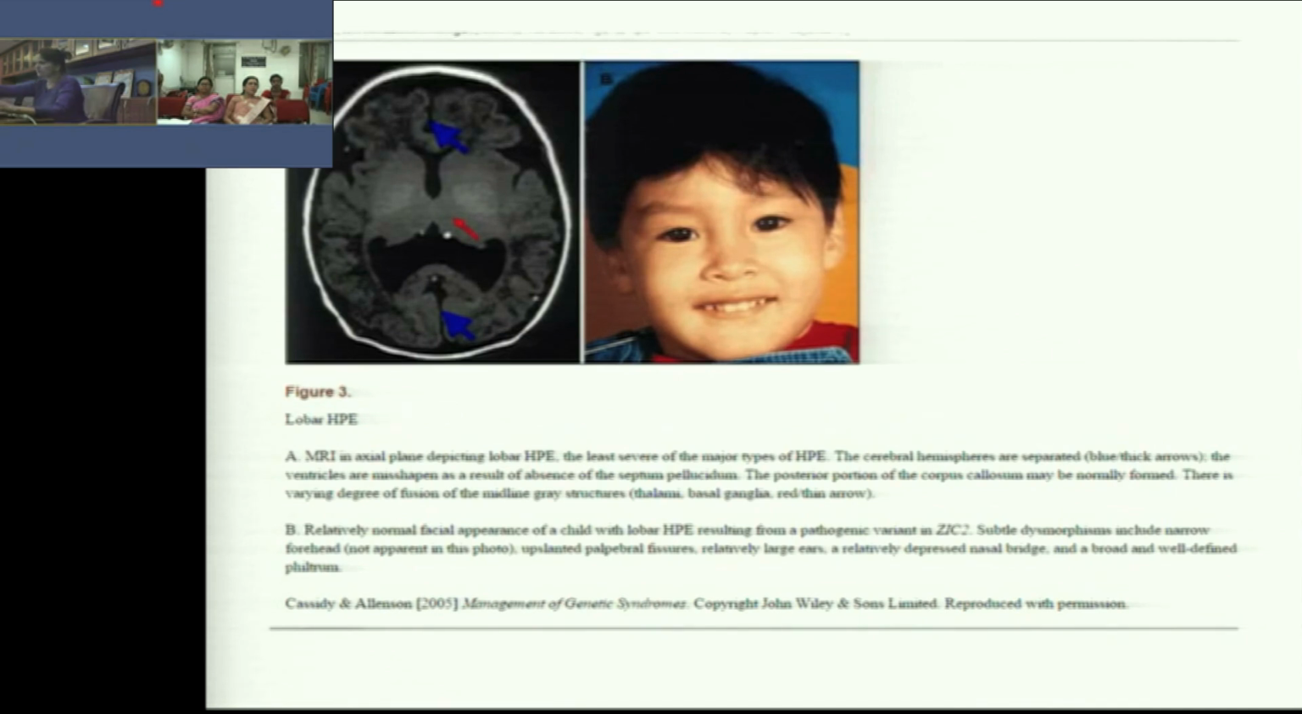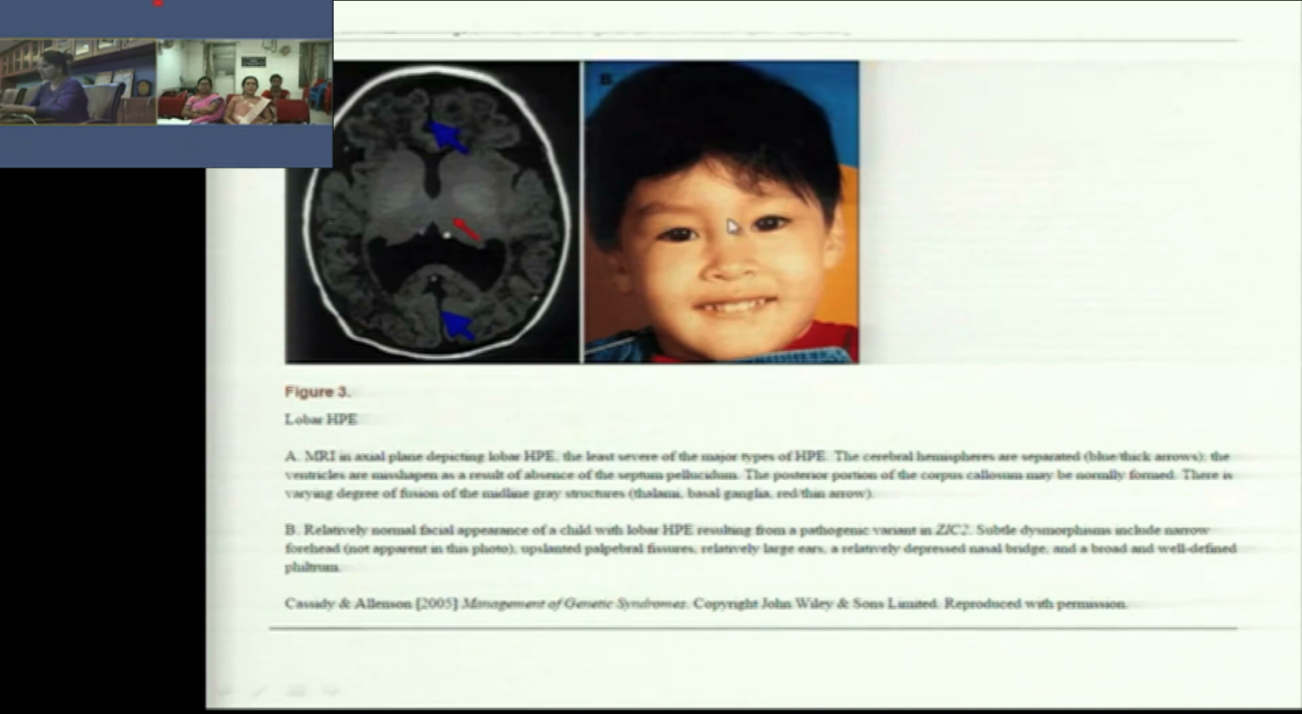The MRI here shows the cerebral hemispheres are separated, and these arrows show the separation. There is a variable degree of fusion of the midline gray structures, that is the thalami and basal ganglia, which are fused. This is a relatively normal-looking child with lobar HPE, and this picture is of a child with the ZIC2 variant.